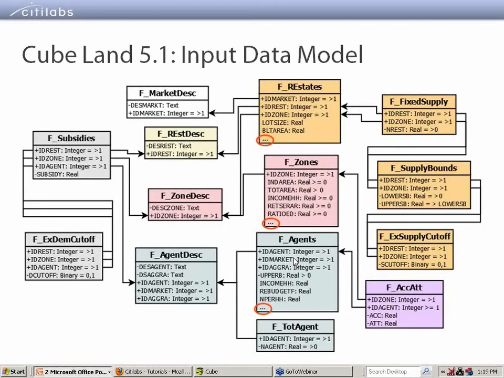Can you repeat the question because I don't see it on my screen? Sorry, yeah. The question is whether CubeLand outputs have been used to inform more detailed indicator models that are parcel-based.